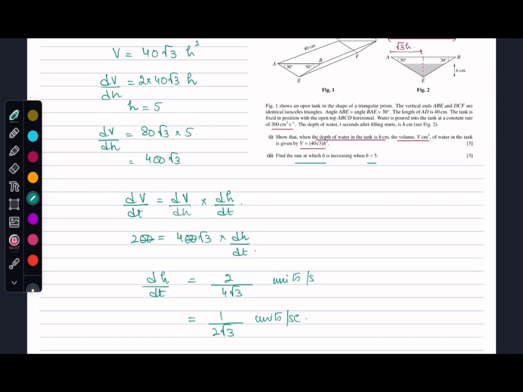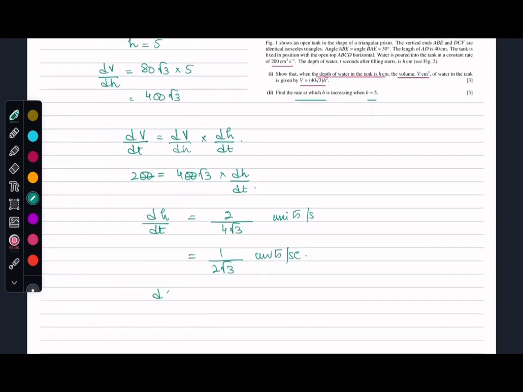Or in decimal values, I can say that this dh by dt comes out to be 0.2887 units per second, or up to three significant figures, I can say it's 0.289 units per second. So this is how this question needs to be solved.